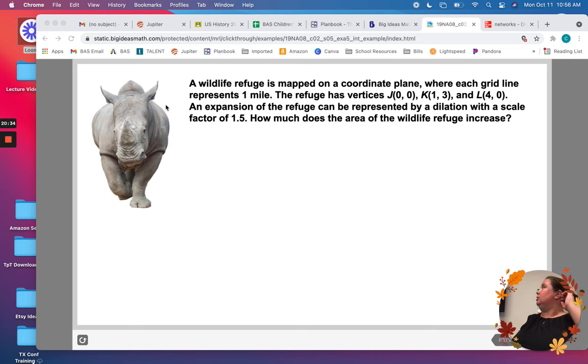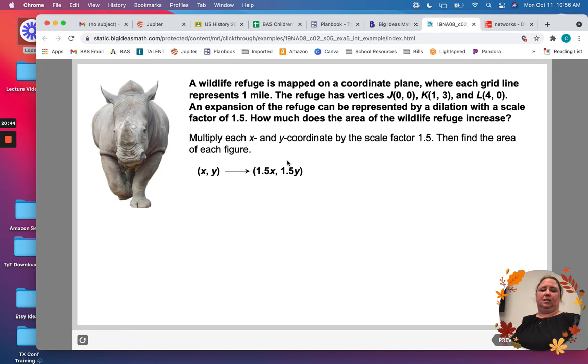All right, using the scale factor, is this an enlargement or a reduction? Enlargement. It's greater than 1. It's 1.5, right? So, let's use our formula. We're going to multiply both our x and y values by 1.5 to get our new coordinates. So for J, 0, we multiply by 1.5. We still get 0, 0.